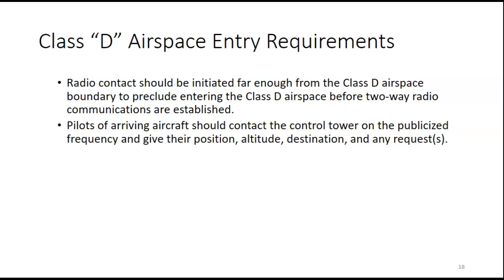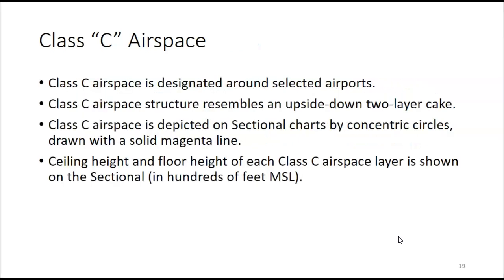When you call, all you need to do is give your position, whether you're east, west, north, south, and how many miles out, your altitude, and your destination if you're planning on landing at that Class Delta airport, for example, and then any requests. The Class Charlie airspace is designated around busier airports.